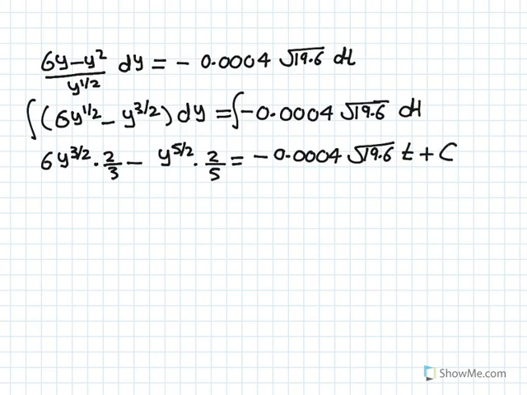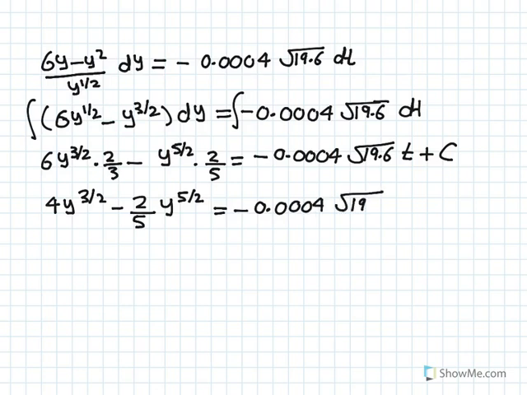All right, so what we have is 6 times 2, 12 over 3. Let's simplify a bit more. We get 4y to the 3/2 minus 2 over 5 y to the 5/2 is equal to minus 0.0004 root of 19.6 times t plus c.